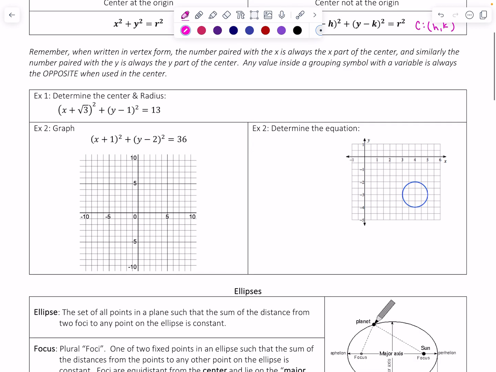So starting here with example number 1, we're looking at our center and radius. Starting with our center, we're going to look at these points right here. So we know that our center is at the point (negative square root 3, 1), and our radius is going to be the square root of this number. So our radius here is square root 13. All right, pretty straightforward when you're just pulling out some of the information. Now let's actually graph it.